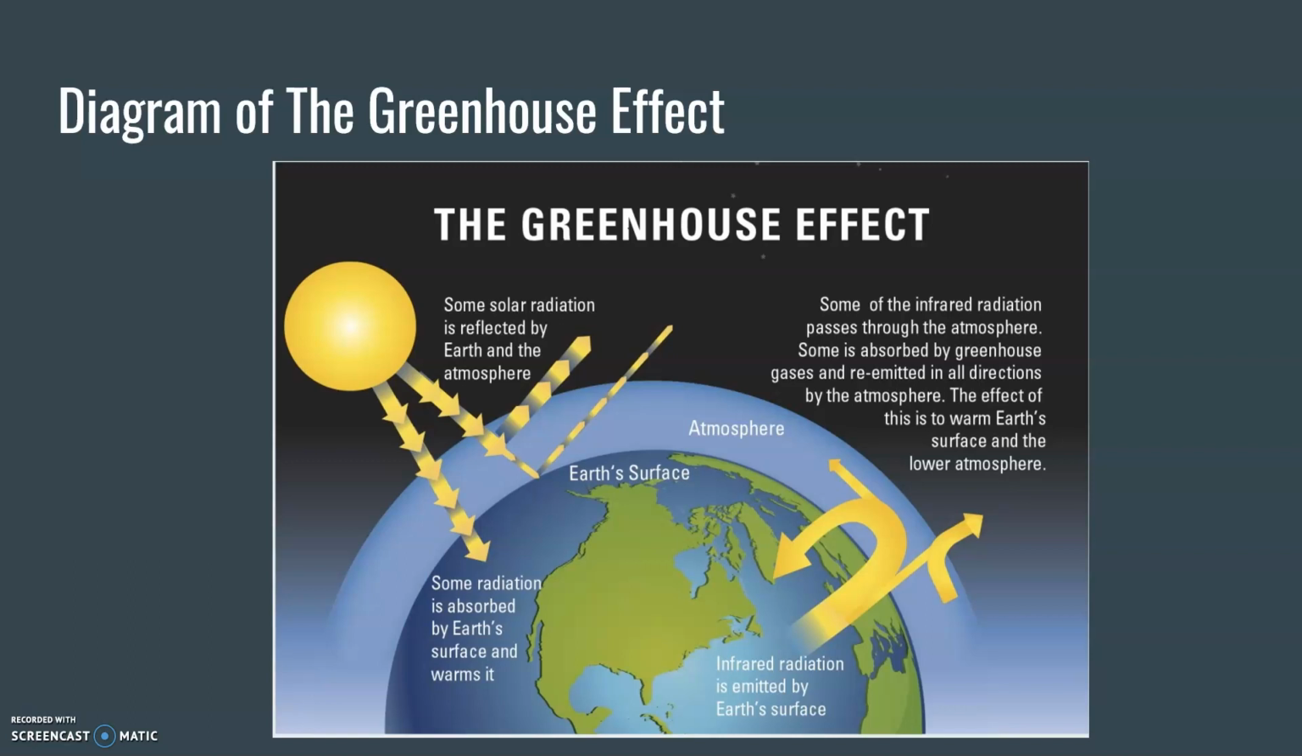Unfortunately, with the increase of carbon dioxide in the atmosphere, more IR radiation is being emitted back to Earth's surface before being able to escape, which causes the overall temperature of Earth's surface to increase due to the amount of radiation absorbed and re-emitted by the greenhouse gases in our atmosphere.